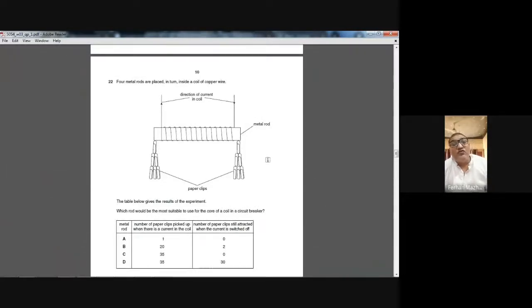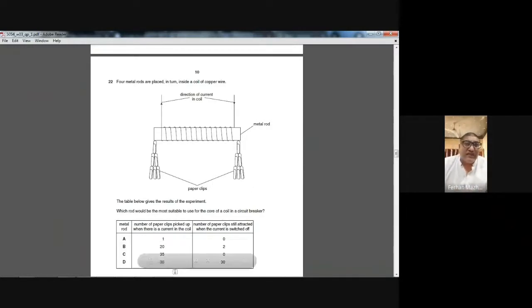Question number 22, 4 metal rods are placed in turn inside a coil of copper wire. The table below gives the results of the experiment. Which rod would be the most suitable to use for the core of a coil in a circuit breaker? The core of the coil in a circuit breaker should be such that when the current is provided, it should become a strong electromagnet, but when the current is switched off, it should lose its magnetism immediately.